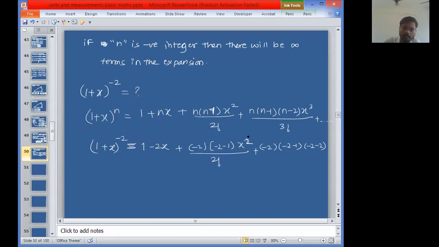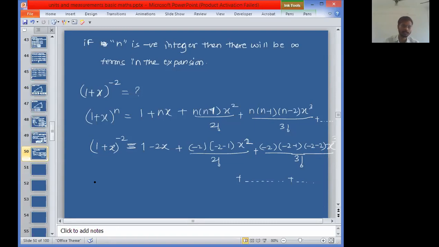Minus 2 as it is, minus 2 minus 1, then minus 2 minus 2. Sorry, have I made a mistake? No, I think that's okay. Then this x cube as it is. Minus 2 minus 2 will become minus 4. No problem, n is minus 2. Here we have written x cube divided by 3 factorial, and so on. The terms will not end forever.